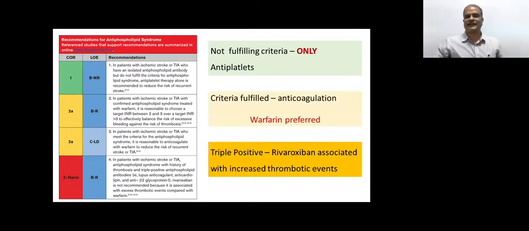An important thing here is, if a patient is antiphospholipid antibody positive with all three antibodies positive, rivaroxaban has been shown to be associated with increased thrombotic events for some unknown reason. So it's better to avoid rivaroxaban. For antiphospholipid syndrome, only use warfarin or acenocoumarol. Don't go for NOACs.